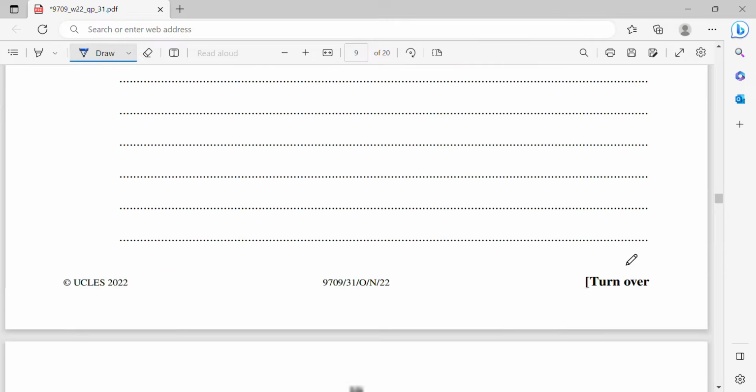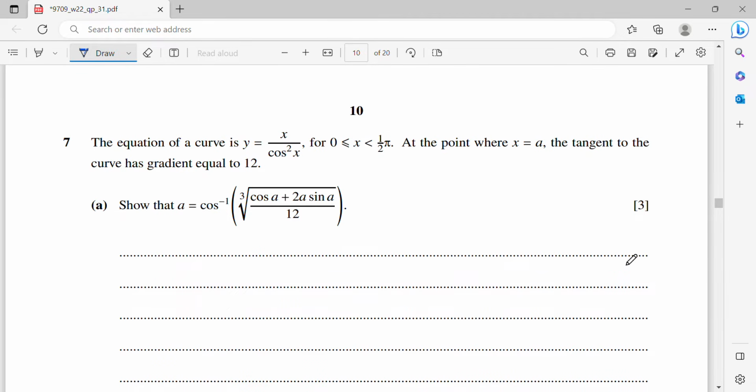Now let's move on to the next question, number 7. The equation of the curve is y equals x over cos square x, for x between 0 and half pi inclusive. At the point where x equals a, the tangent to the curve has gradient equal to 12. So from here, you should understand that when x equals a, the gradient of the tangent is basically dy/dx. So it is 12.